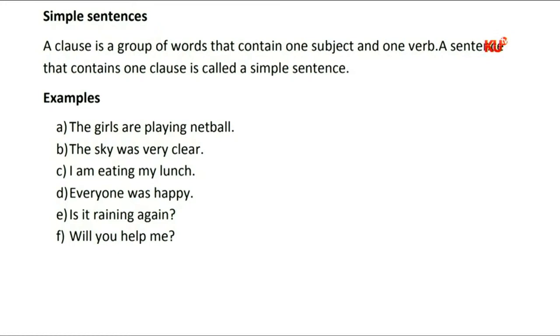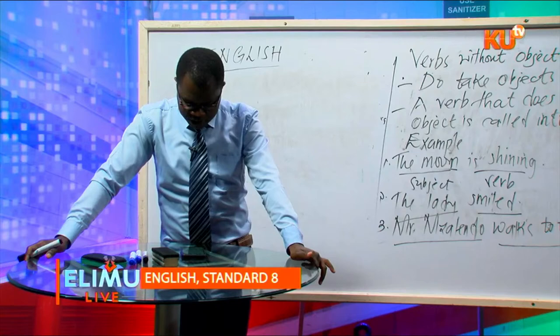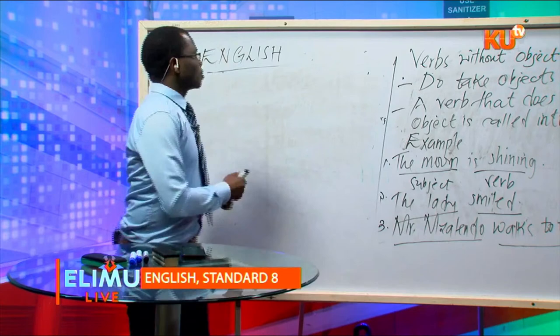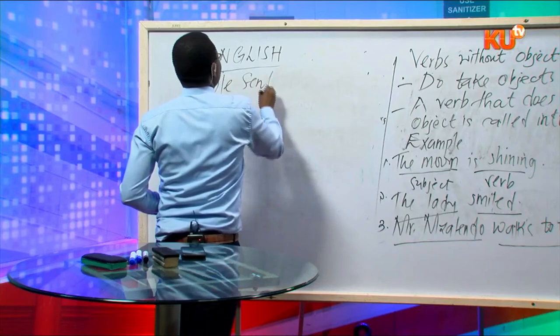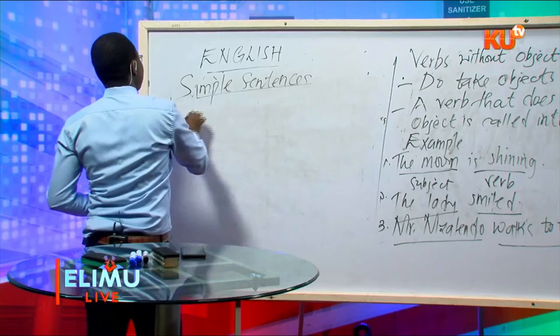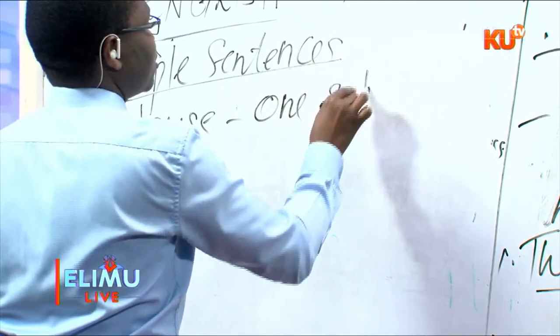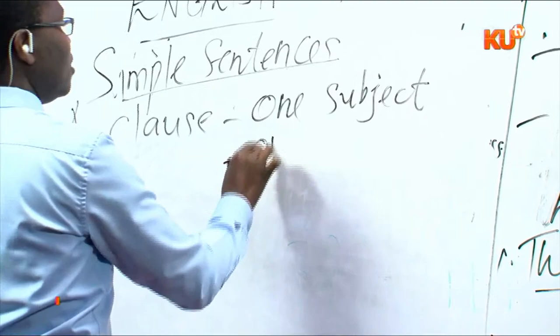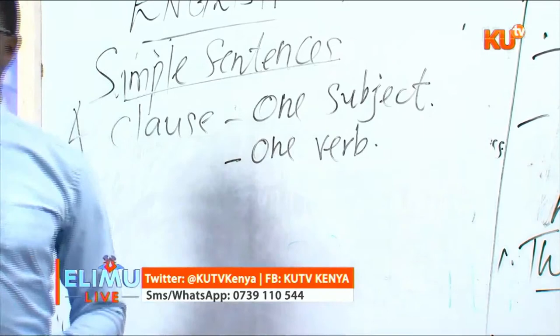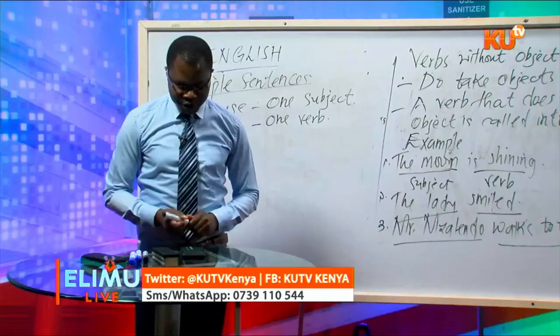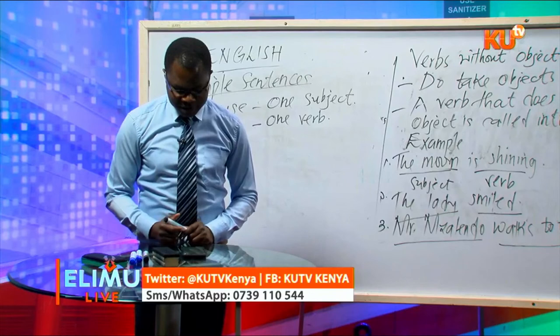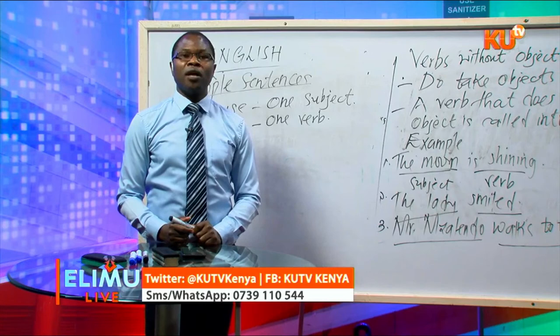So we have simple sentences. A clause is a group of words that contain one subject and one verb. For simple sentences, we have what we call a clause. They are made from what we call a clause. And this clause has one subject and one verb. This is a clause and they are used to construct simple sentences. A clause contains one subject and one verb.